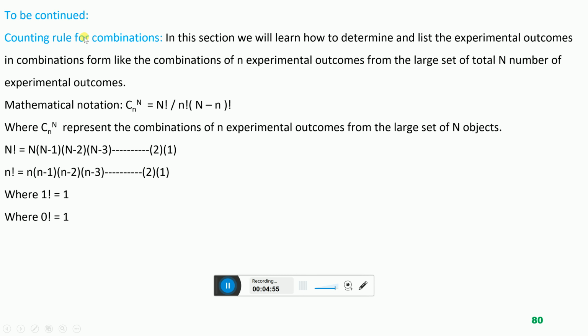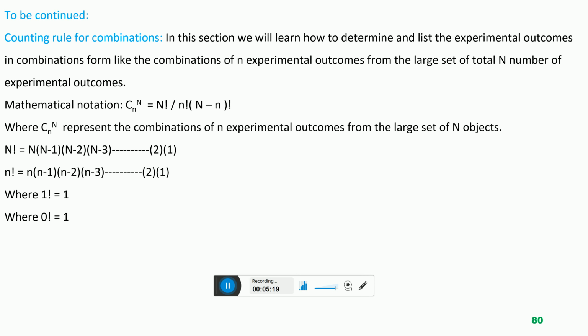Counting rule for combinations. In this section, we will learn to determine the number of experimental outcomes of an experiment in the group of items form, in the combinations form.